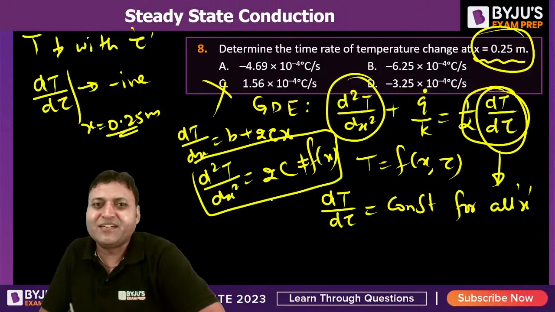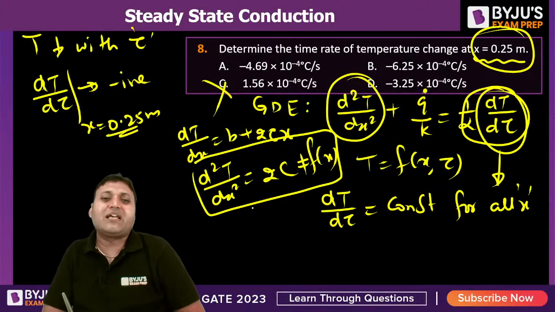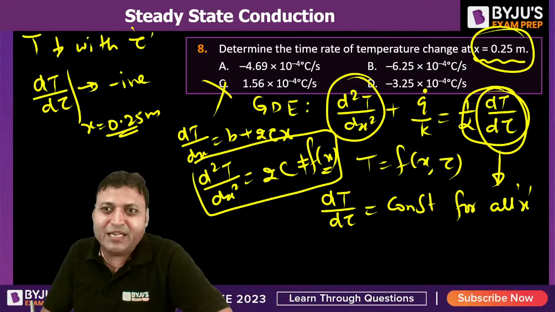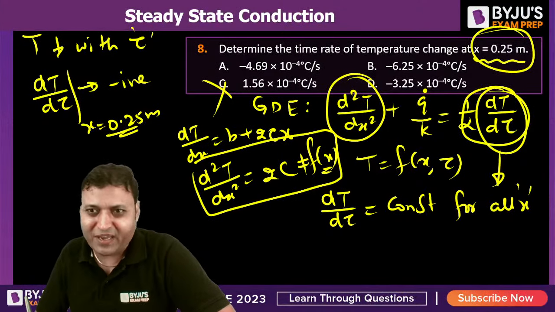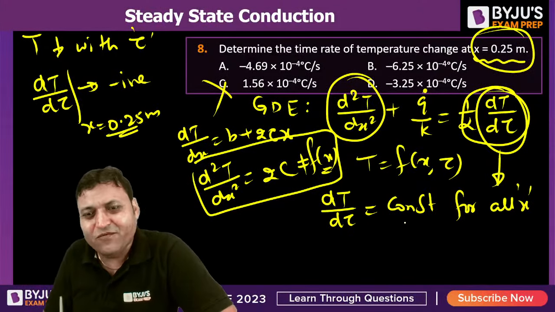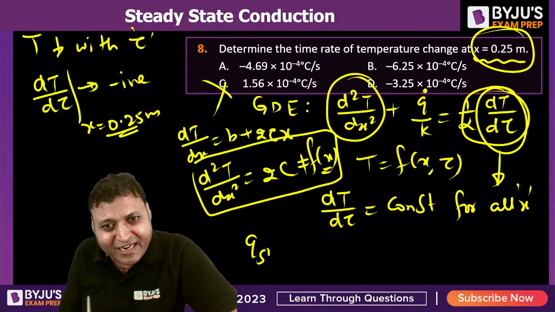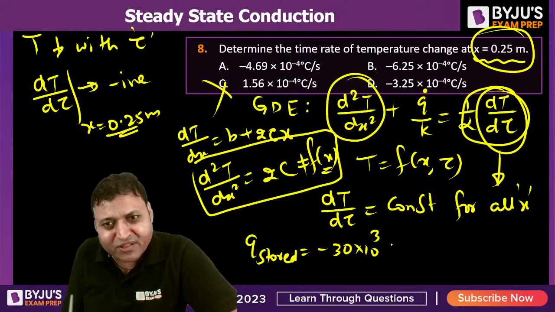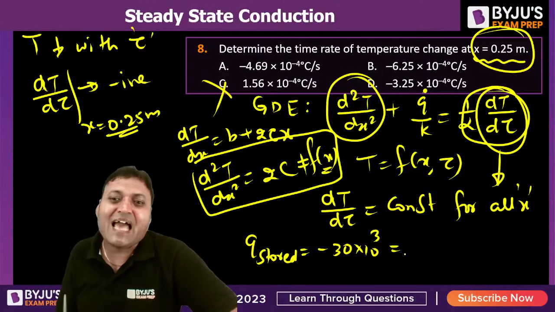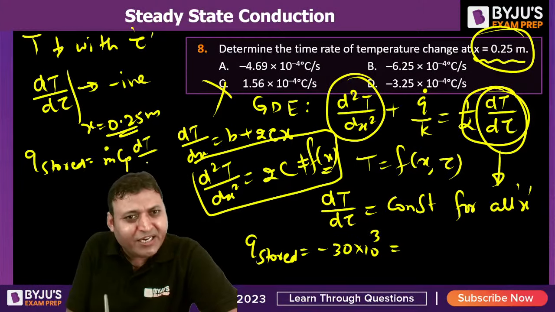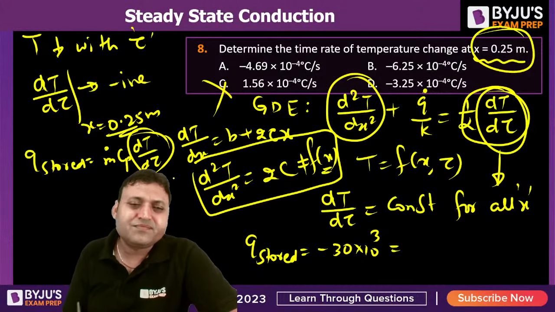Are you understanding it? Because d²T/dx² is not a function of x, that is why dT/dτ will not be a function of x. It will be the same for all values of x. How to find it out? We have calculated Q stored, which is equal to minus 30 kilowatt, that is, minus 30 into 10 to the power 3. What is Q stored? That is equal to mass flow rate into Cp into dT/dτ. You can find it from here.